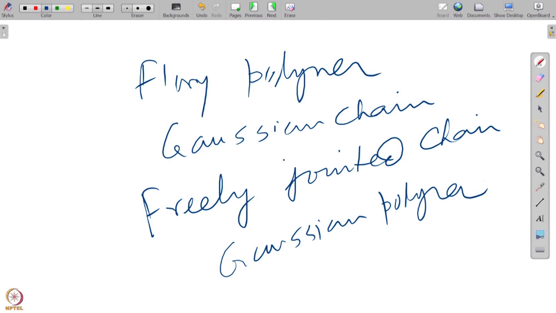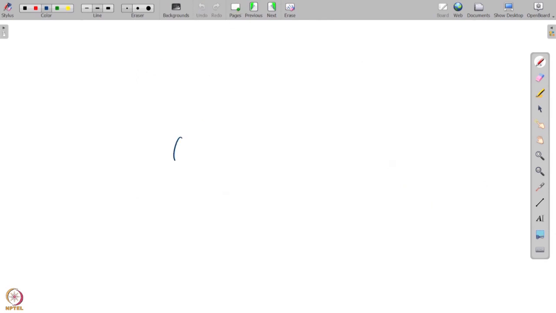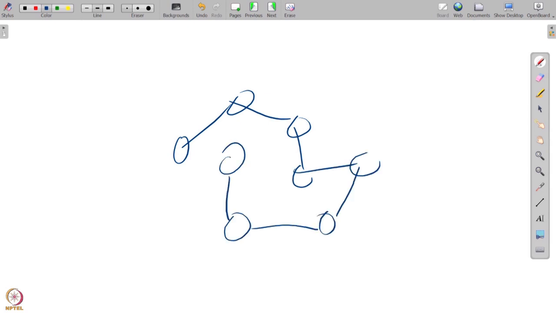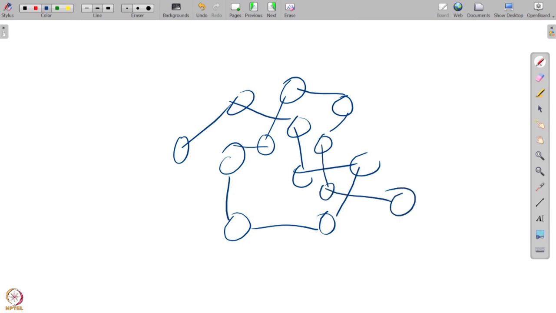So one of the major things is that this kind of thing is allowed. So, as a result, in a freely jointed chain, all these crossings are allowed, and that means no volume is excluded.